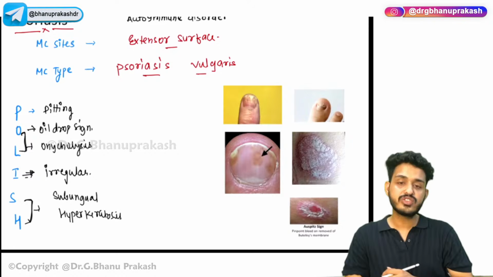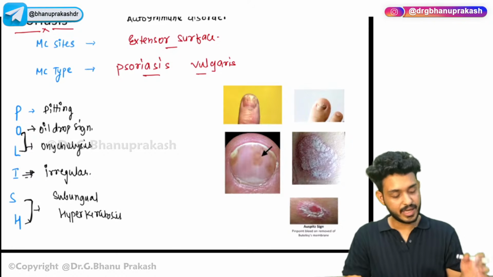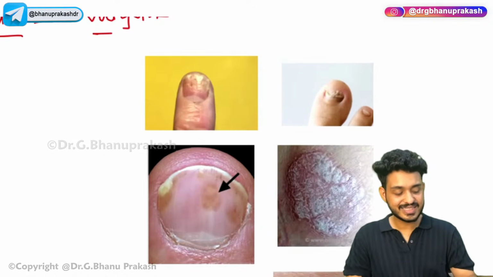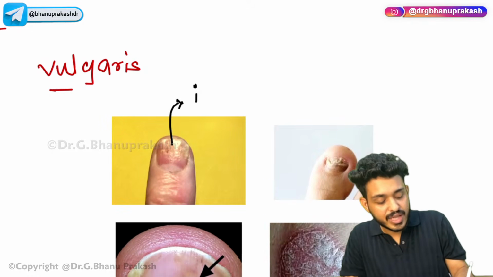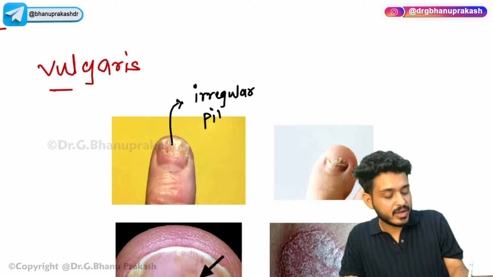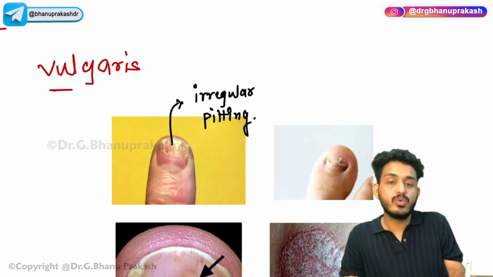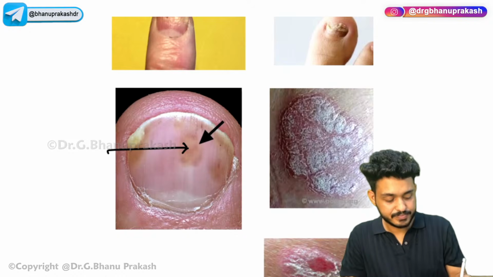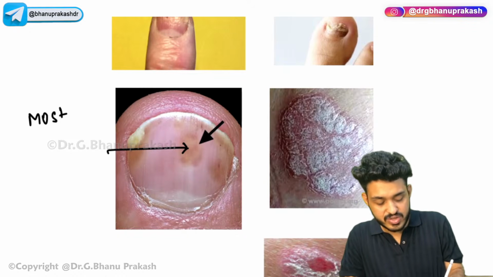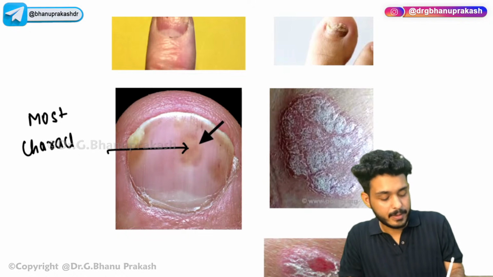And S and H will be subungual hyperkeratosis. Okay, so let's see what are these things that I am talking about. This one is your pitting, and this is the type of pitting we have already seen in POLISH, that is irregular pitting of nails. And this is the most common, most characteristic feature, guys. Most characteristic feature is this one.